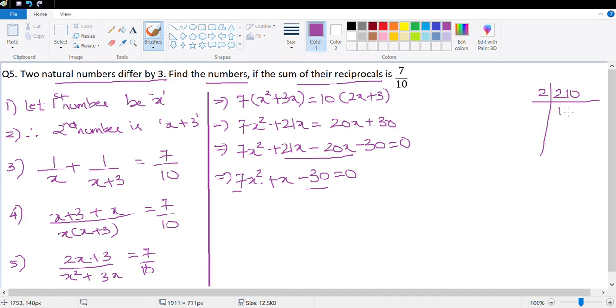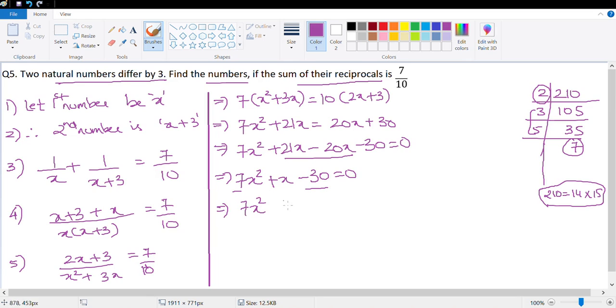So this is 2, 105, this is 3, this is 35, this is 5, this is 7. Let's see if we can get something. So 2 into 7, that's 14, and 3 into 5, that's 15. So 210 can be written as 14 into 15. And now since we have negative 210, it'll be plus 15 and negative 14. So 7x squared minus 14x plus 15x minus 30 is equal to 0.